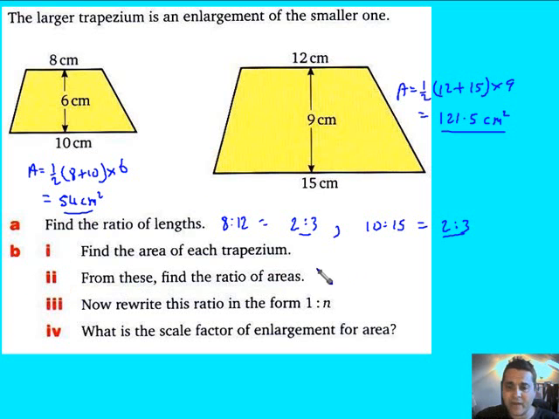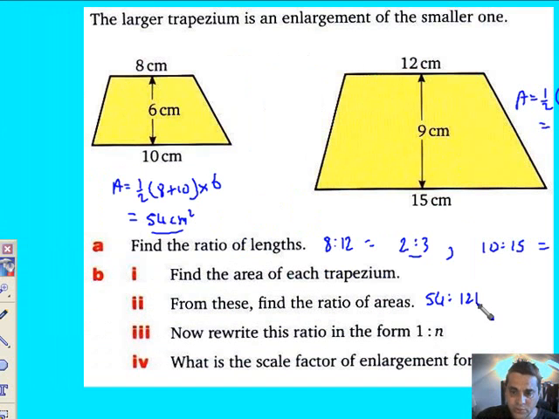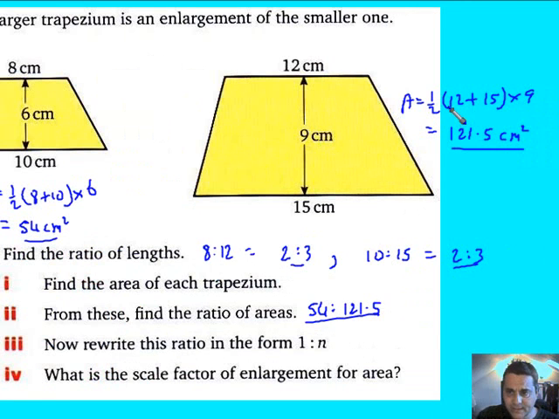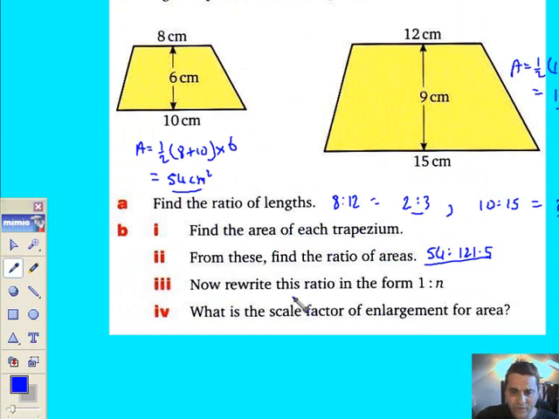From these, find the ratio of the areas. Okay then, so the ratio of the areas is going to be 54 to 121.5. I'm not going to simplify it by doubling to get rid of the half. I'm going to leave it as it is for now. Now, rewrite this ratio in the form of 1 to n. Okay then, so let me just have a look over here. Have I done this correct? Yes. 27 times 9. Check that calculation in case. No, it's right. It's on my calculator. Not a problem.